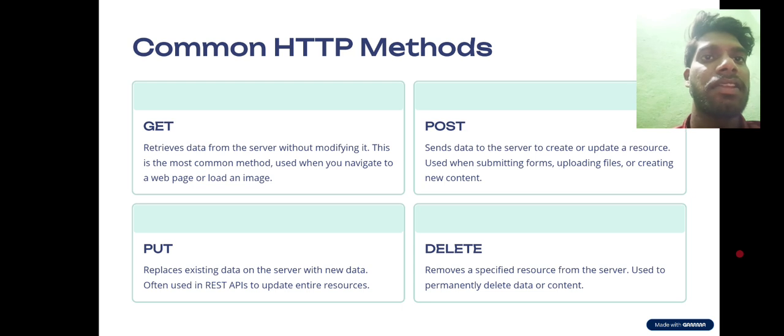Common HTTP methods: GET retrieves data from the server without modifying it. This is the most common method, used when you navigate to a web page or load an image. POST sends data to the server to create or update a resource, used when submitting forms, uploading files, or creating new content. PUT replaces existing data on the server with new data, often used in REST APIs to update resources. DELETE removes a specified resource from the server, used to permanently delete data or content.